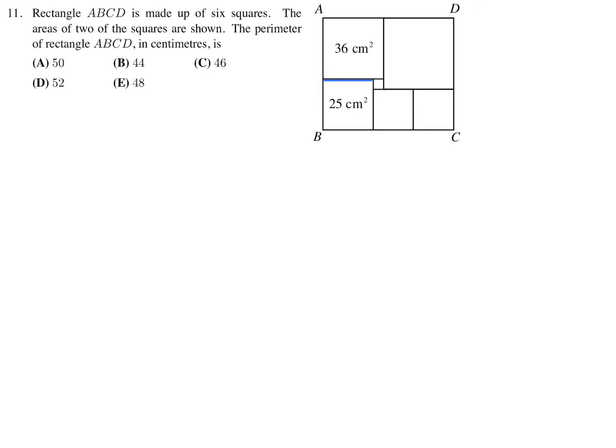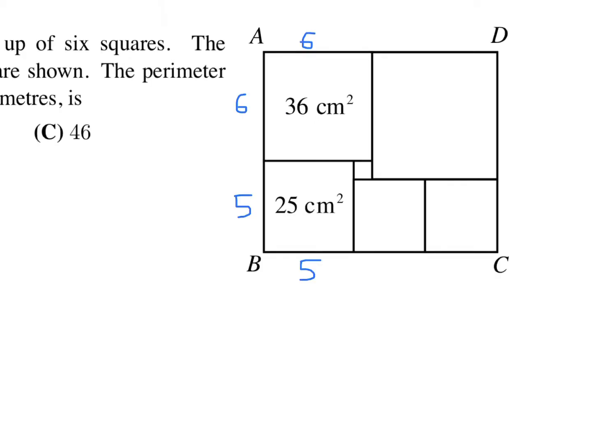So if this square has an area of 25, that basically means that each side is 5. That's how you get an area of 25 for a square. And very similarly, if that is 36 in terms of the area, those sides would be 6. So this is really just a question of filling in all the remaining sides.